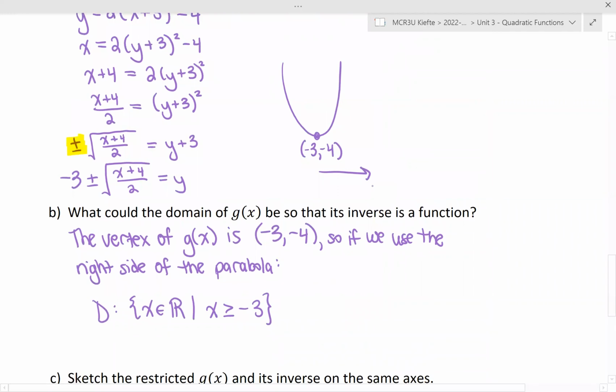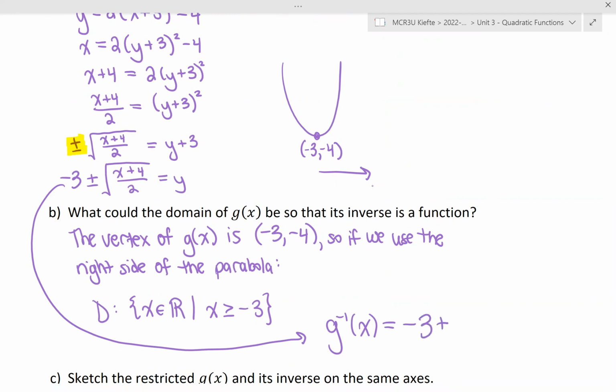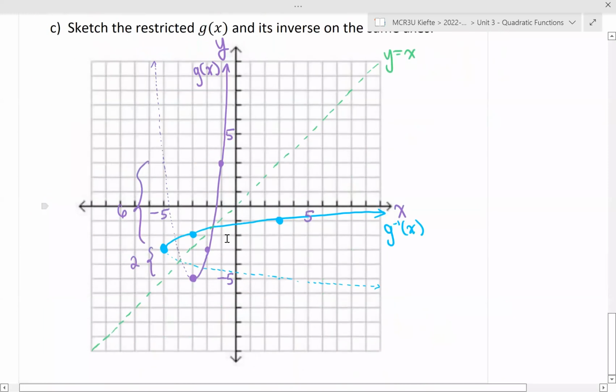So keep in mind here that if I do limit the domain like this, then I can say g inverse of x is going to be -3 plus root x plus 4 over 2. So again, I'm taking the positive square root, which is why it's the top part here and not the bottom part.